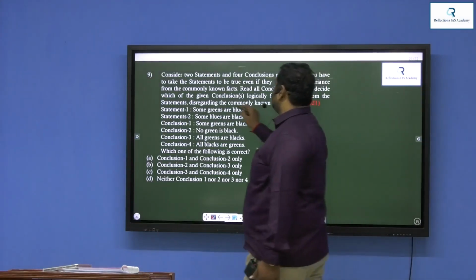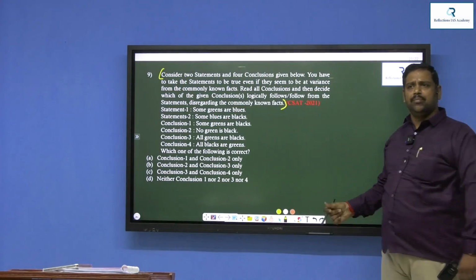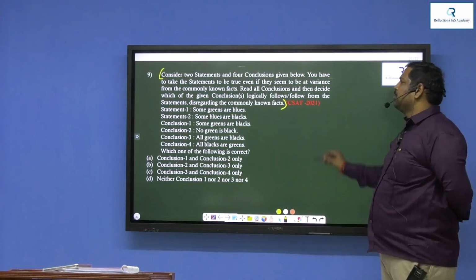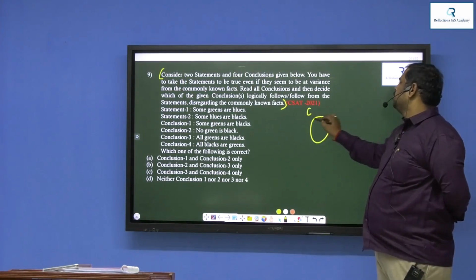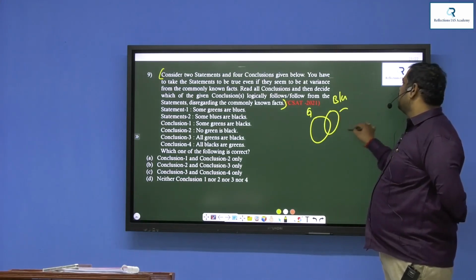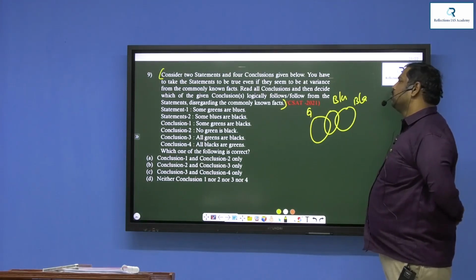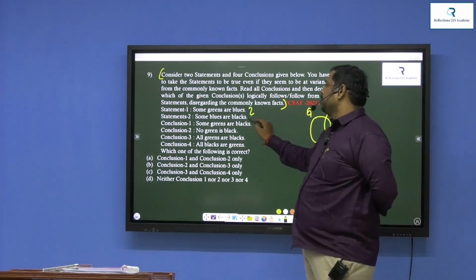CSAT 2021 here. Up to here it is the common statements, commonly known facts, etc. Okay. Conclusion statement 1. Some greens are blues. Some blues are black. Statements completed. Go with the conclusions.